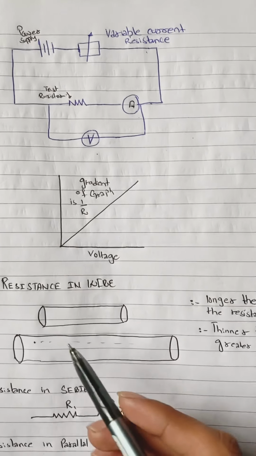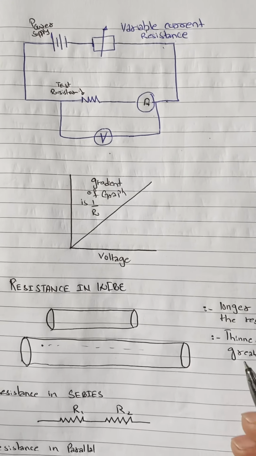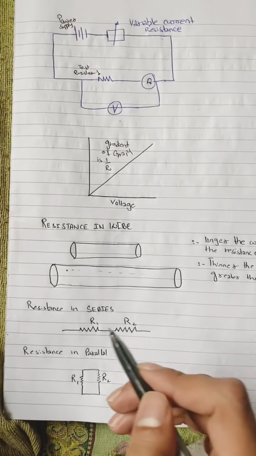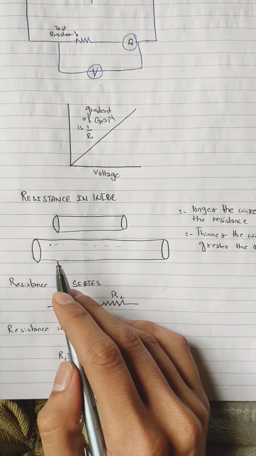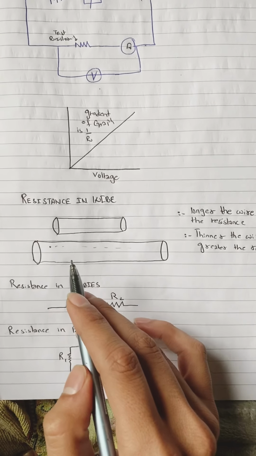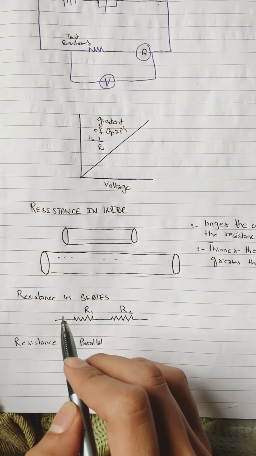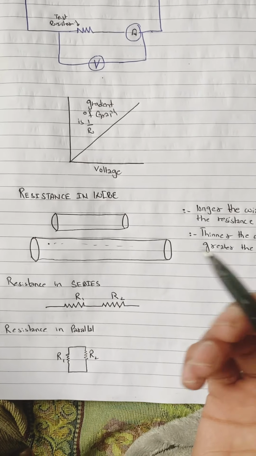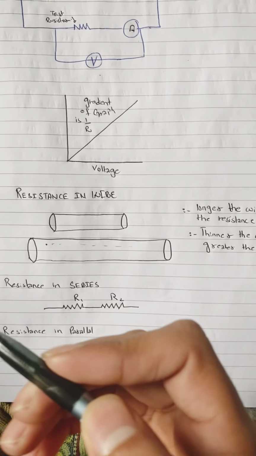Another thing is resistance in a wire. There are two wires. The longer the wire, the greater the resistance. The thinner the wire, the greater the resistance. This wire here has more resistance than this one because the electrons might be bumping into the atoms, and the longer the wire, the more chance they have of bumping into the atoms.